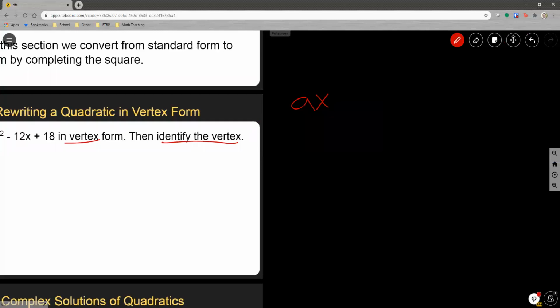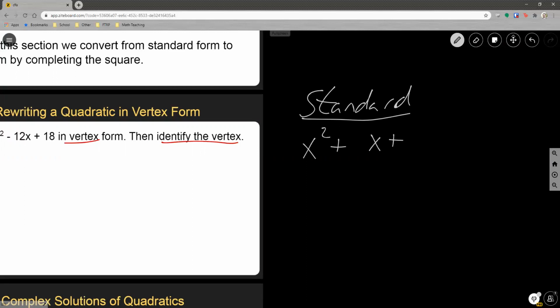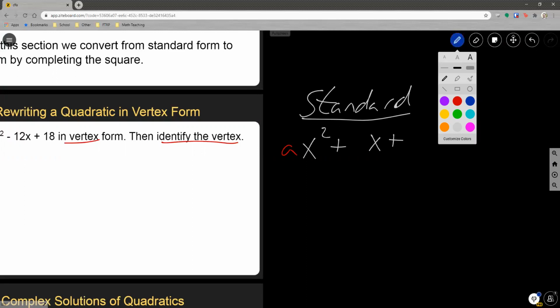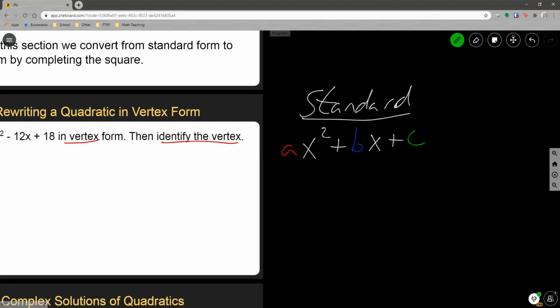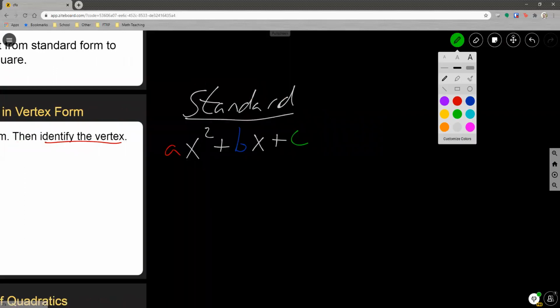So I'm going to try to use my color coding that I've used throughout the sections. Standard form looks like the following: ax squared plus bx plus c, and I used red for a, blue for b, and green for c. That's standard form, and our goal here is to convert it into something that looks like vertex form.